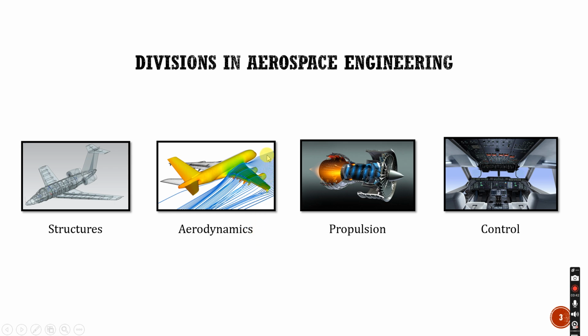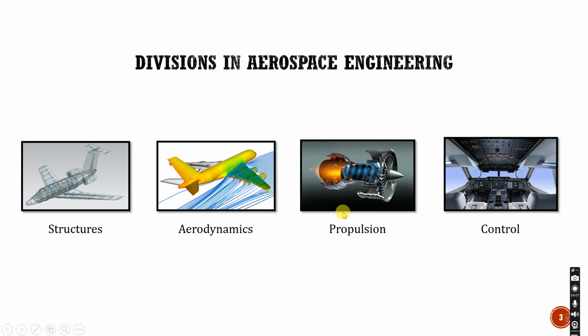Aerodynamics is basically the study of the flow of air around the aircraft. The aircraft can go at different speeds, so aerodynamics is divided into different types depending upon the speed of operation. There can be subsonic aerodynamics, supersonic aerodynamics, and hypersonic aerodynamics, which we will deal with in the later parts.